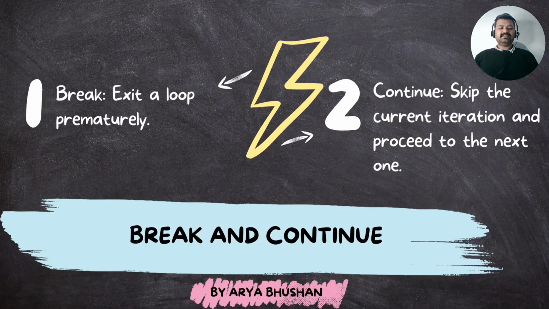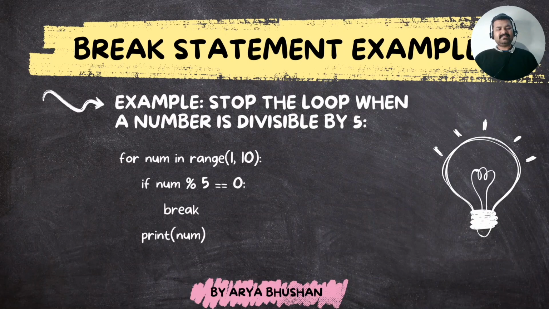Python's break and continue statements allow you to control the flow of a loop. The break statement is used to exit a loop prematurely, while continue skips the current iteration and moves to the next one. Here is a simple example using break.